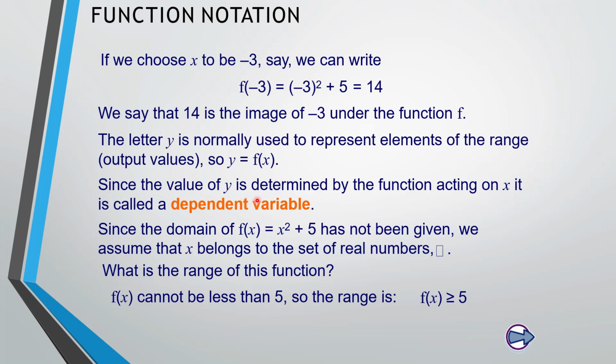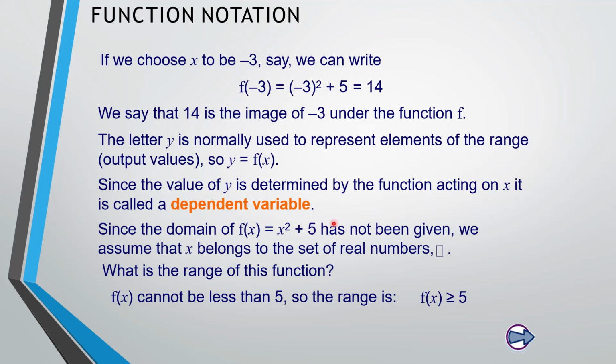Since the value of y is determined by the function acting on x, it is called a dependent variable, because y is in the set of range, and the range is a set of outputs, and outputs depend upon inputs. If we don't have any input, we don't have any output. So it is clearly understood that y is a dependent variable which depends on x, where the set of range depends upon the set of domain.